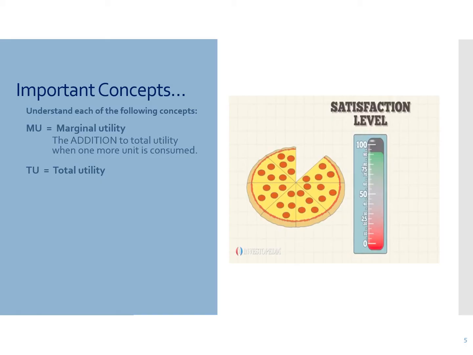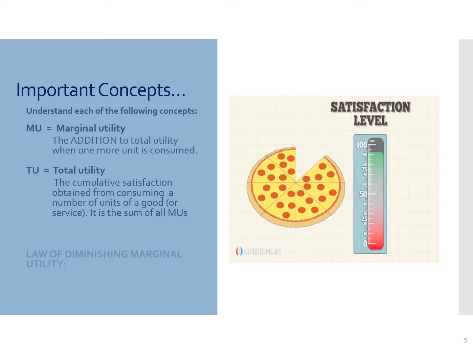Starting with MU and TU, marginal utility is the addition to total utility when one more unit is consumed. So for example, talking about pizzas, because there's a picture there in front of us, how much satisfaction does each additional pizza, or even each additional slice of pizza, give me as I consume them consecutively? So I go 1, 2, 3. What is the additional level of satisfaction I get from each additional piece, slice, or entire pizza? The total utility is the cumulative satisfaction, in other words, the sum of all my marginal utilities. We're going to look at these in more detail shortly.